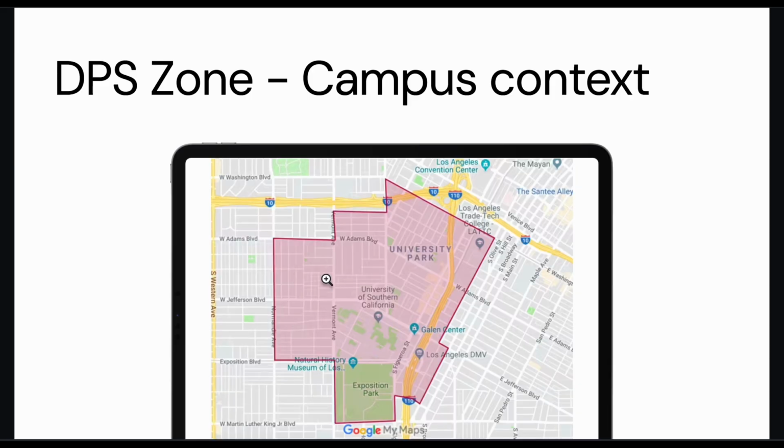So, this is the DPS patrol zone, the safe area we care about. Our system treats this zone like a virtual boundary, or a geofence. When a device moves from inside this boundary to outside, we trigger an alert.